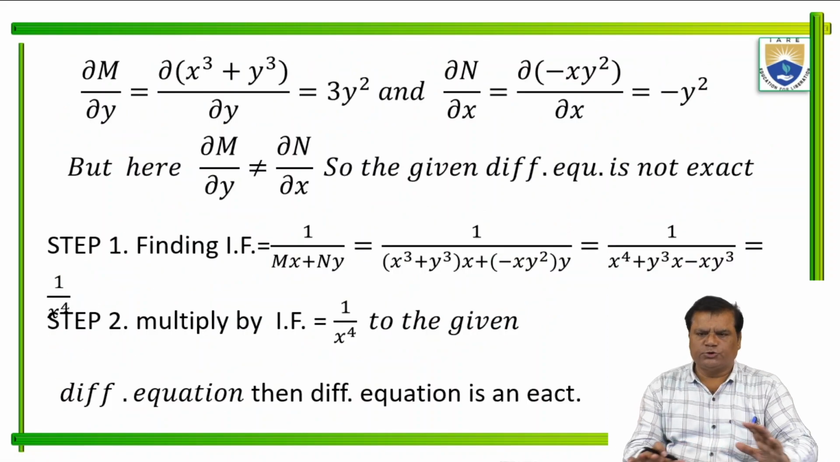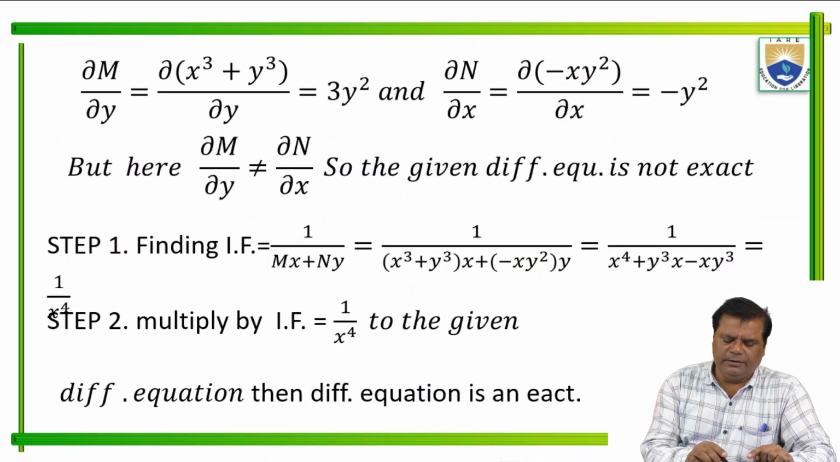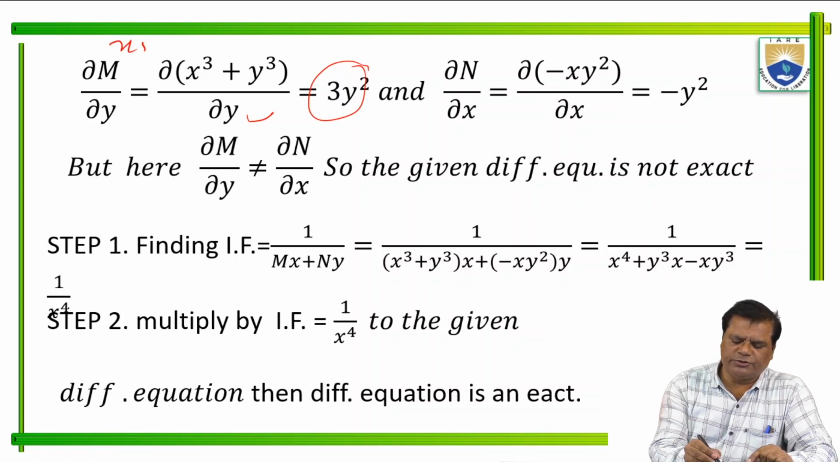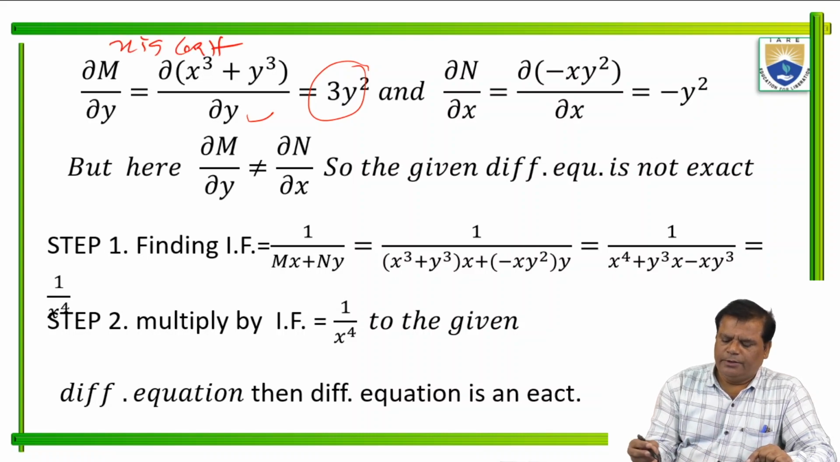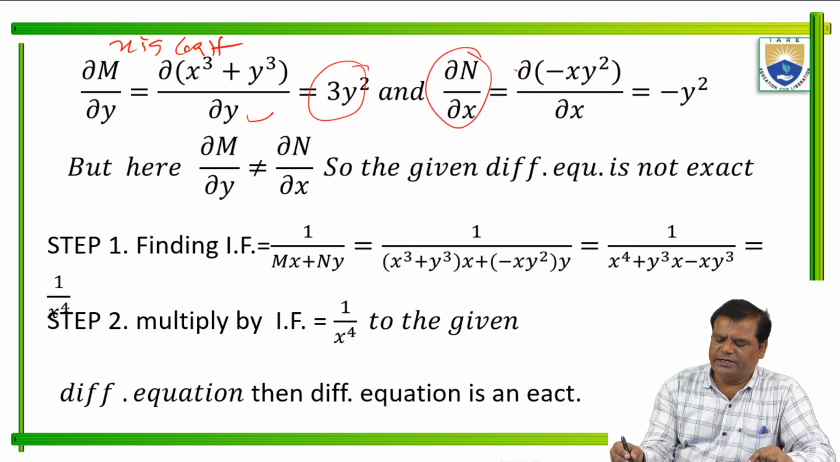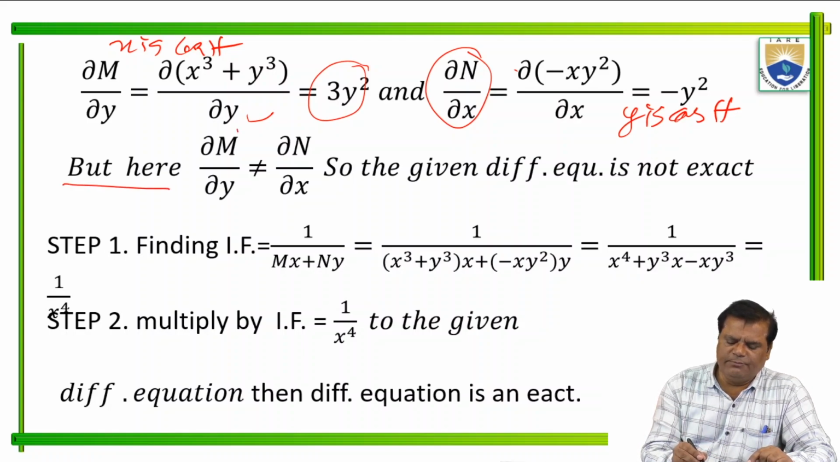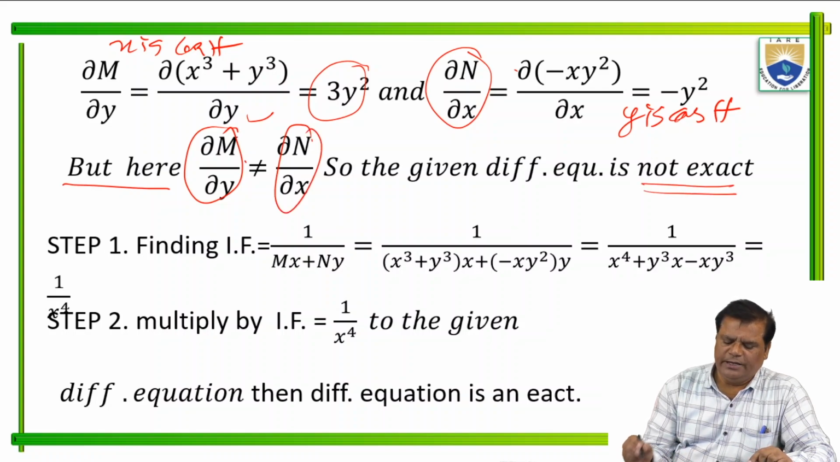So now we are showing here del M over del y equals del over del y of x cube plus y cube. Differentiating with respect to y, that is 3y square, x is constant here. And del N over del x of minus xy square is minus y square, here y is constant. So we see that del M over del y is not equal to del N over del x. So the given differential equation is not exact.